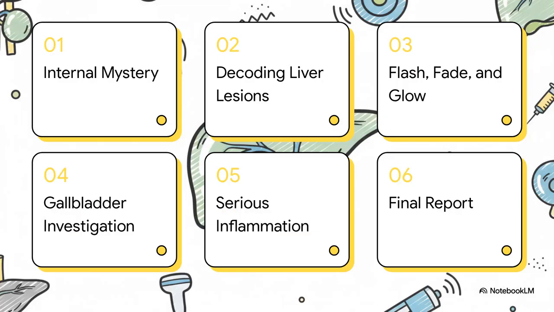Okay, here's the game plan for today. Think of it as our roadmap. First, we'll look at the radiologist's basic toolkit. Then, we dive into our first big case, decoding liver lesions. We're going to talk about how they flash, fade, and glow when we use contrast dye. After that, we'll open up a whole new case file on the gallbladder, see what happens when things get a little intense, and then we'll wrap it all up with the final report.